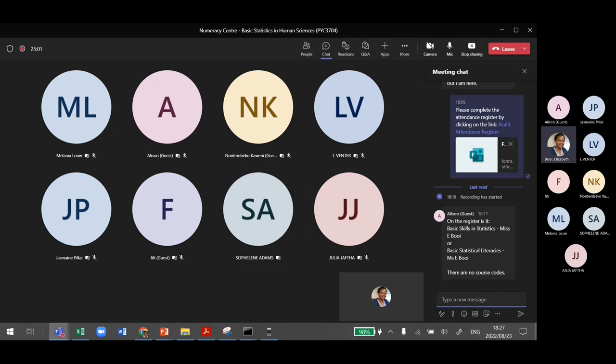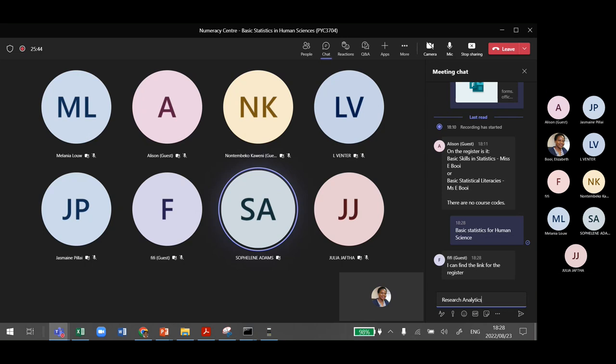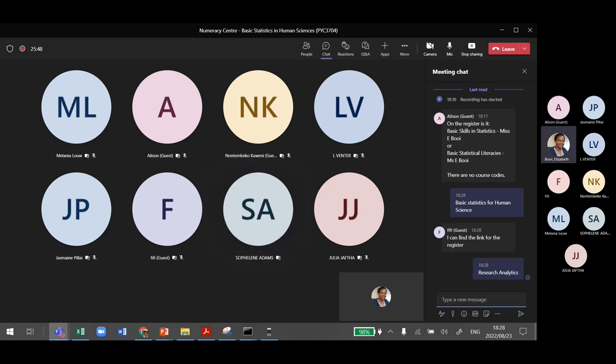Sometimes I won't be able to see my hand. No, you need to look on the register, please look for basic statistics. What is it called? Basic statistics for human science. If it's not there, it should be called research analytics, because I remember the last time we were calling the session research analytics. Okay. So you just need to find the right one.